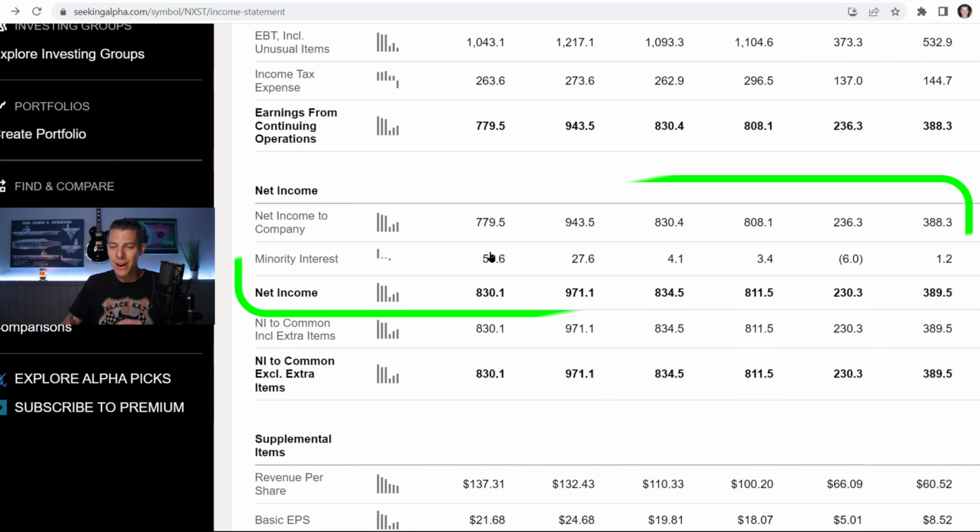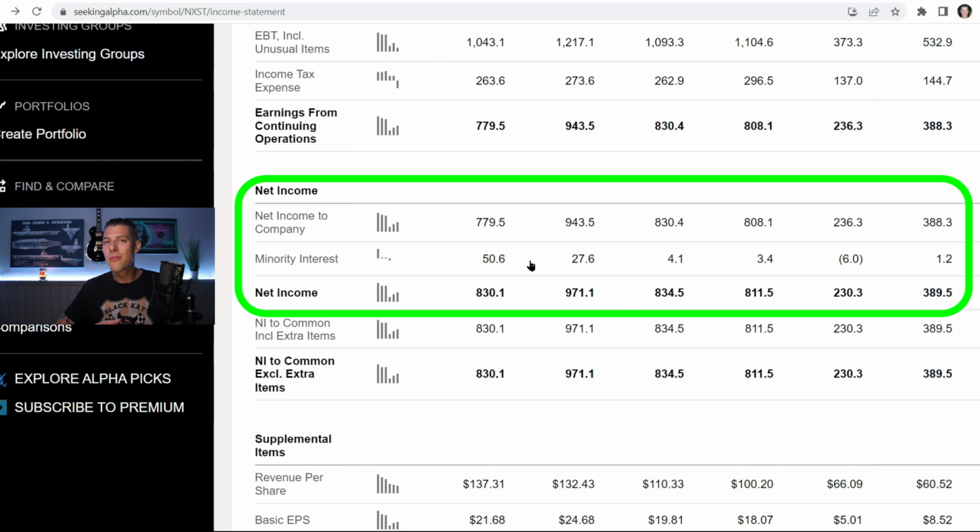One little stop here I find interesting is minority interest. This is profit or loss from businesses that Nexstar Media or whoever you're looking at are invested in but own less than 100% of. So we see that they got $50.6 million of their minority interest. So that brings us to net income of $830.1 million, which is the money that they actually earned. This is the money that the business actually gets to keep.